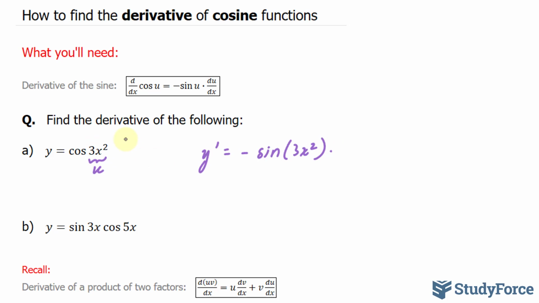The derivative of 3x squared, we use the power rule. 3 times 2 is 6. 6x, 2 minus 1 is 1. So this is our final answer.